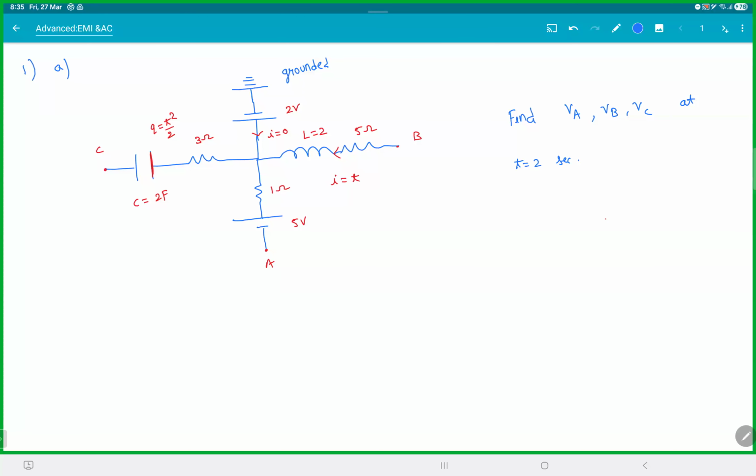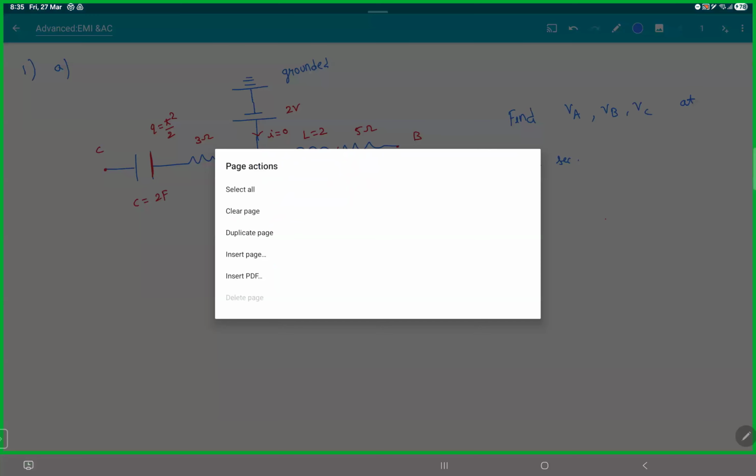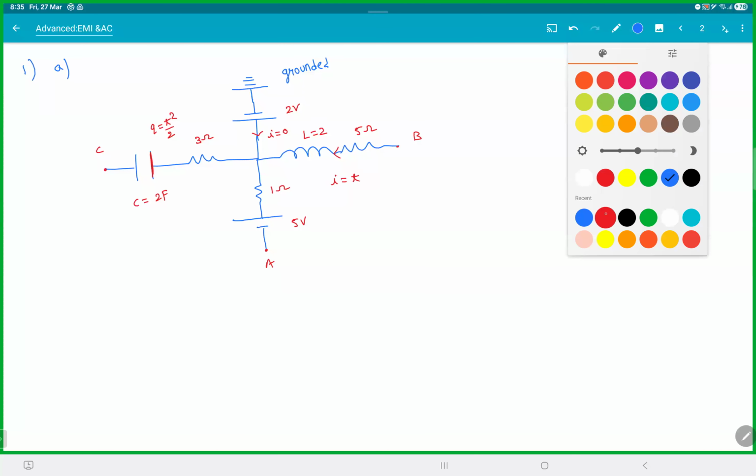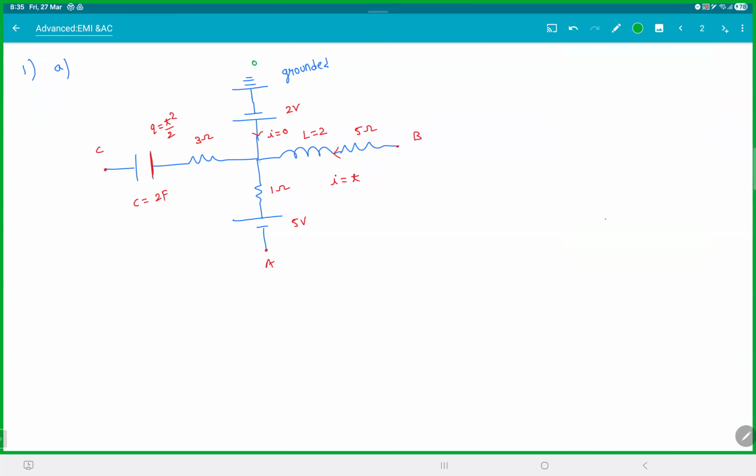Hope everyone remembers the sign convention. So how do we go about it? That thing is grounded, right? So this is 0, that is 2 volt, so this point's voltage will be 2 volt. Make sense? Because this is 0 and this is a battery, that point should be 2 volts.